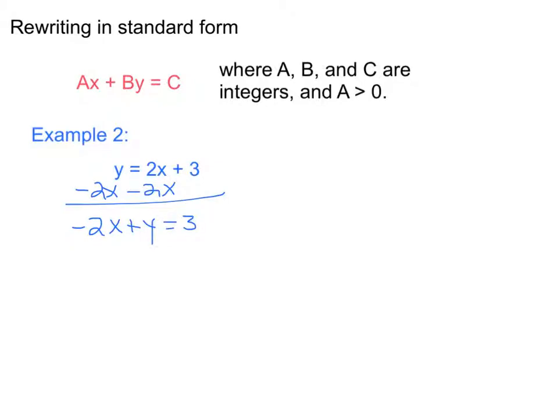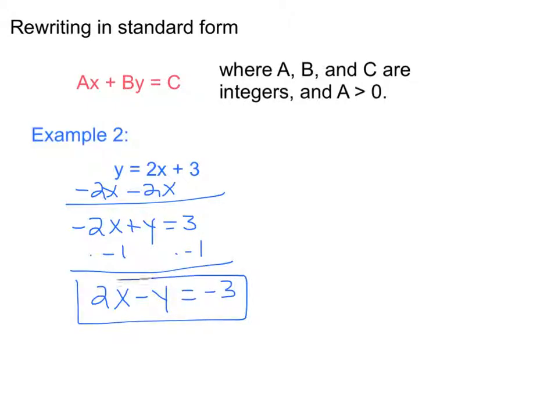So I'm almost done. Everything's good except for the a is negative. So I want that to be positive, so I'm going to multiply each side by -1. And that just changes everybody's sign. So I get 2x minus y equal to -3. And now I'm in standard form.